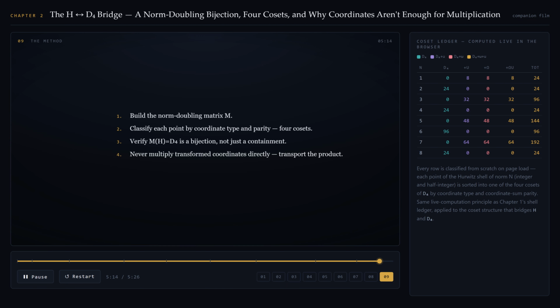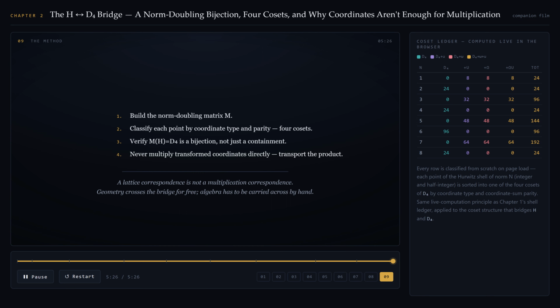Three layers, easy to conflate. The 24-cell: pure geometry, no coordinates at all. H and D4: two coordinate languages for that same geometry, related by M. Quaternion multiplication: an algebraic structure that lives naturally in one language and must be carried deliberately into the other. The 24 roots, under the transported product, form a group isomorphic to the binary tetrahedral group, 2T.